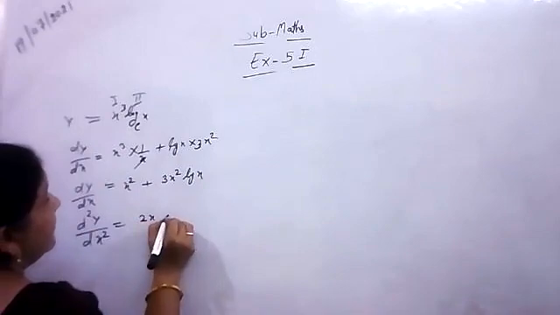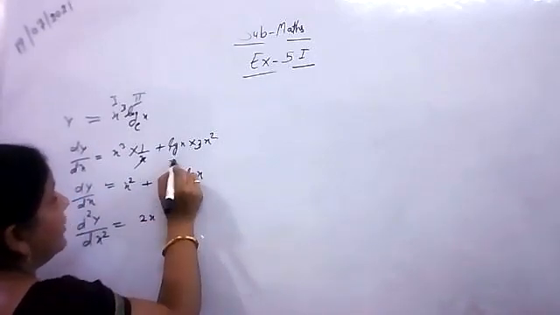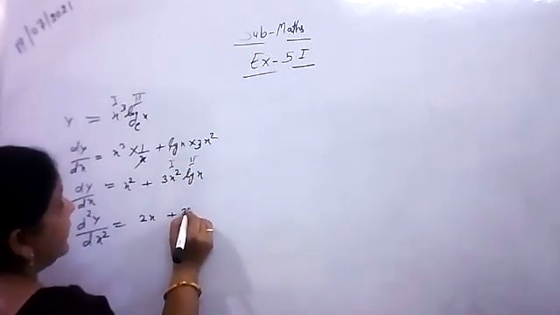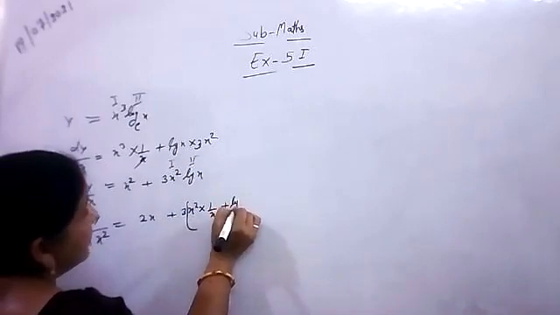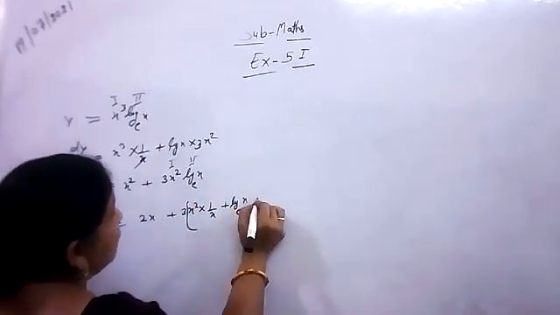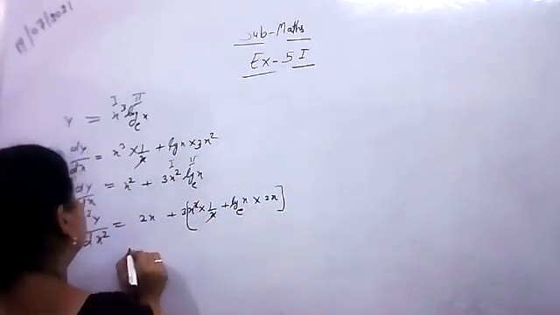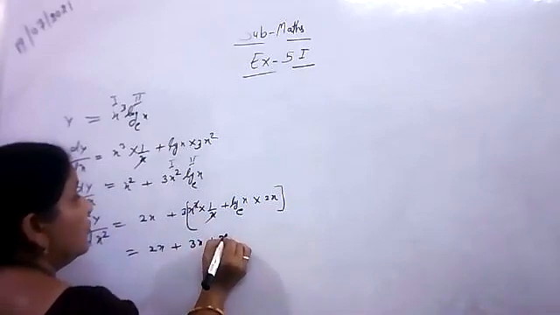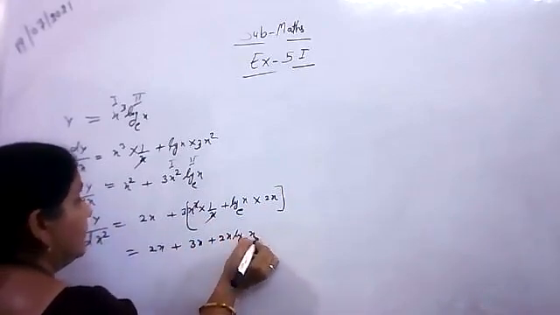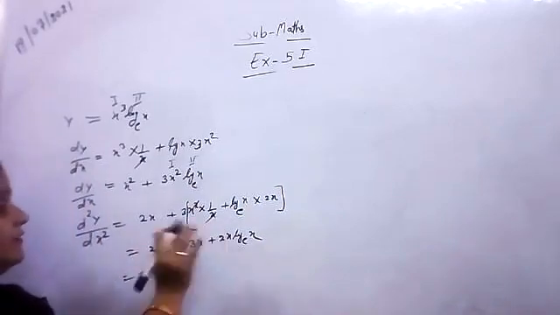So here is 2x, here is 6x. Now we denote the first and second function. So first into differentiation of second plus second into differentiation of first. So here is 2x plus 3x plus 2x log x. Now we solve. This is plus and this is also.